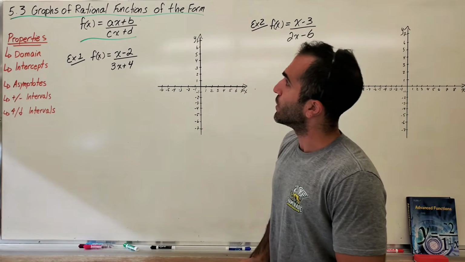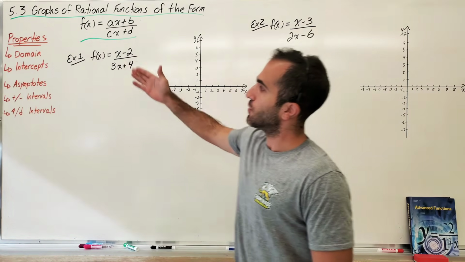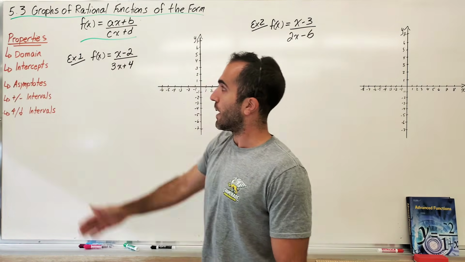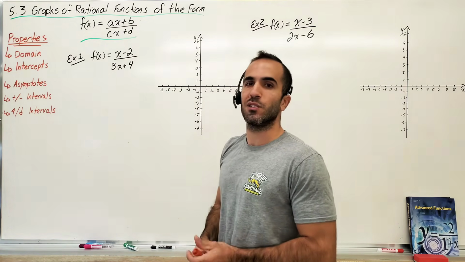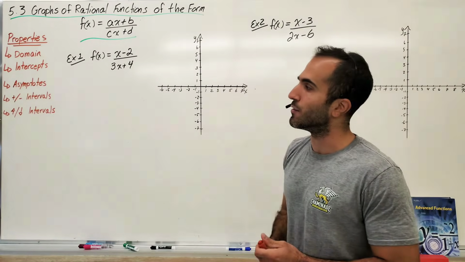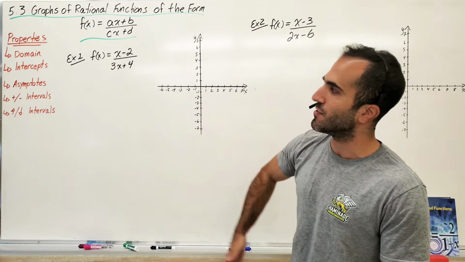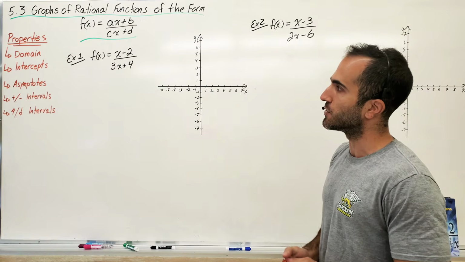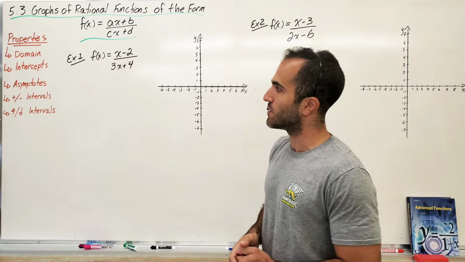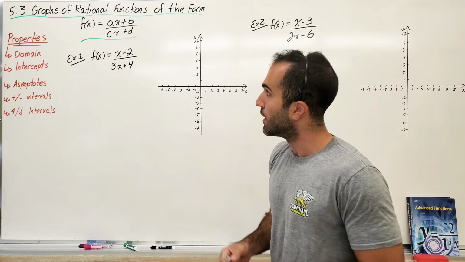Now, how do we graph these things? There are certain properties we need to know in order to graph. We want to know the domain, the intercepts, the asymptotes, the positive, negative intervals, and lastly, the intervals of increase and decrease. If we know all these things, it's pretty easy to translate it into a graph, and I'm going to show you some quick skills in order to extract these pieces of information and then graph. So let's take a look at the first one.